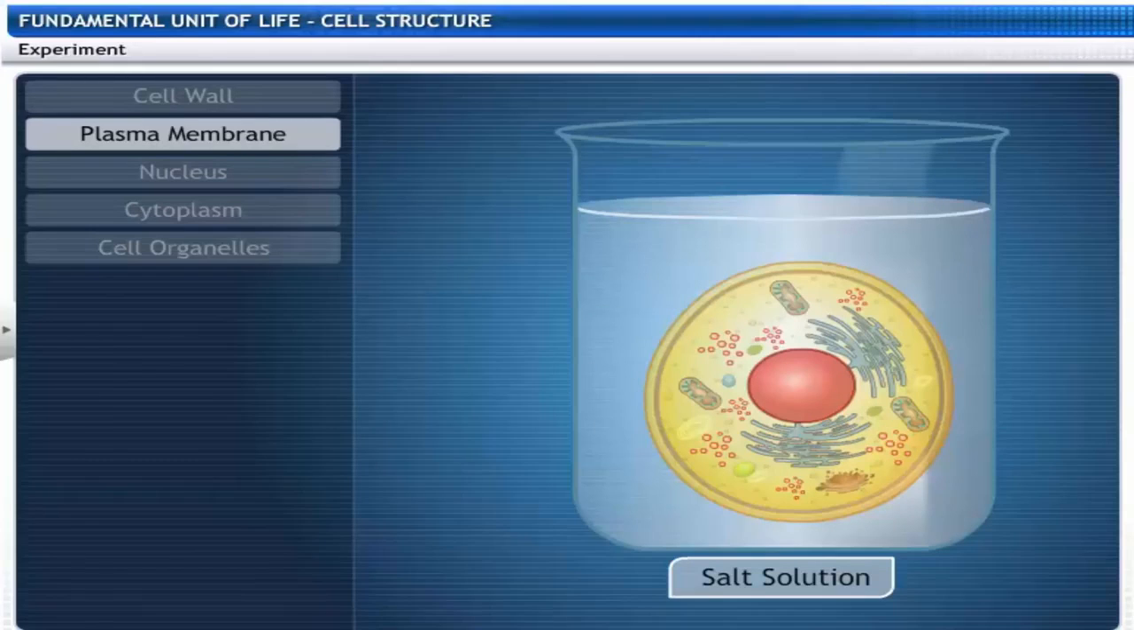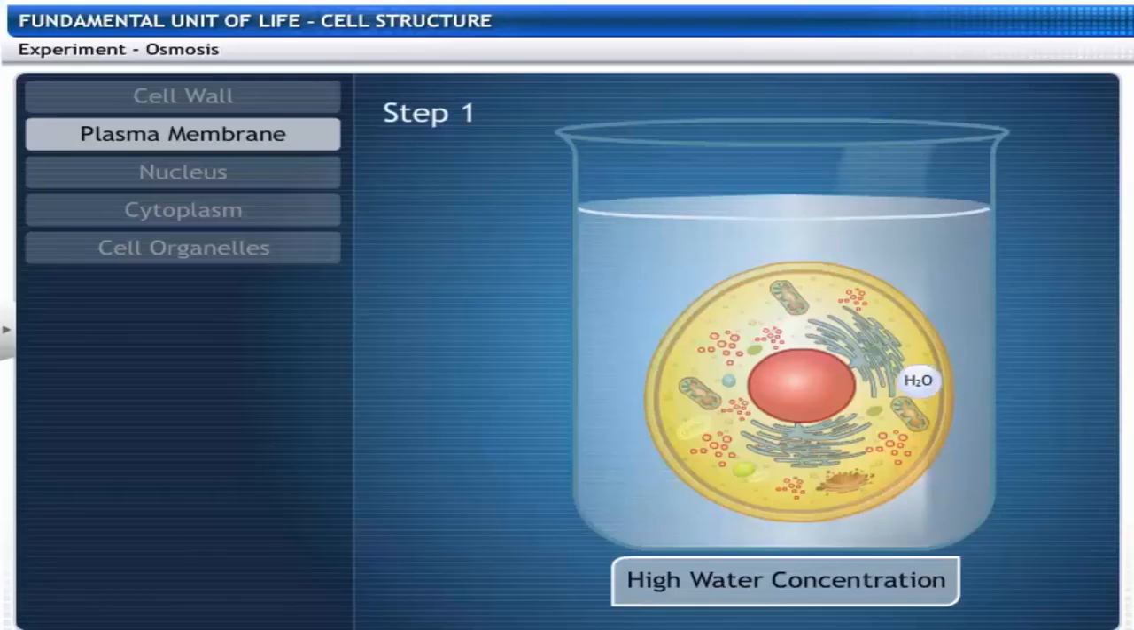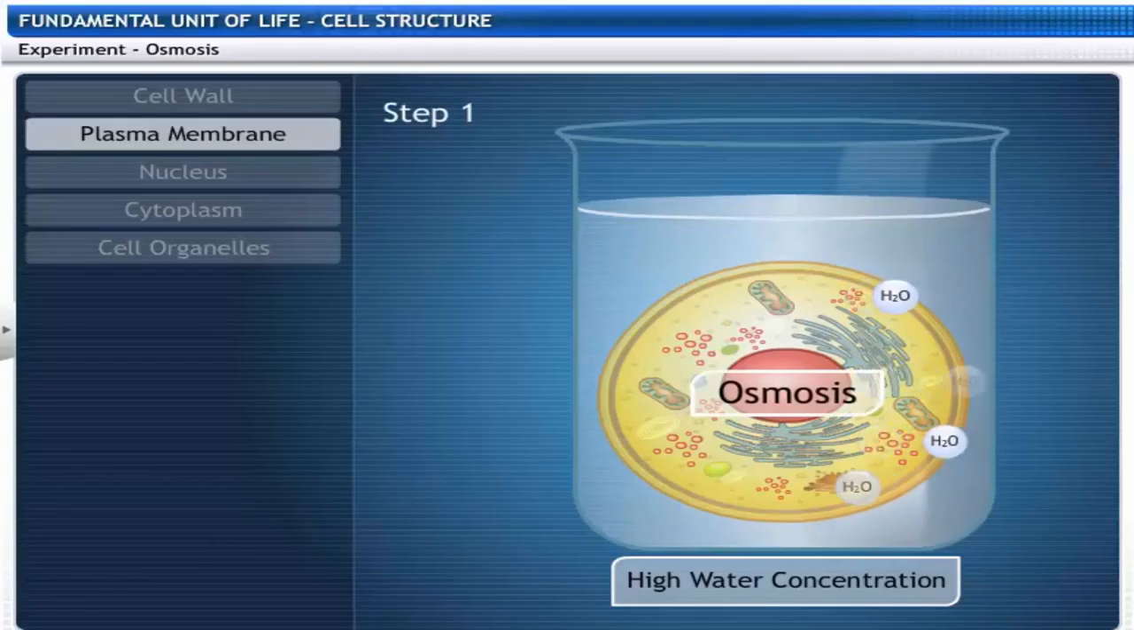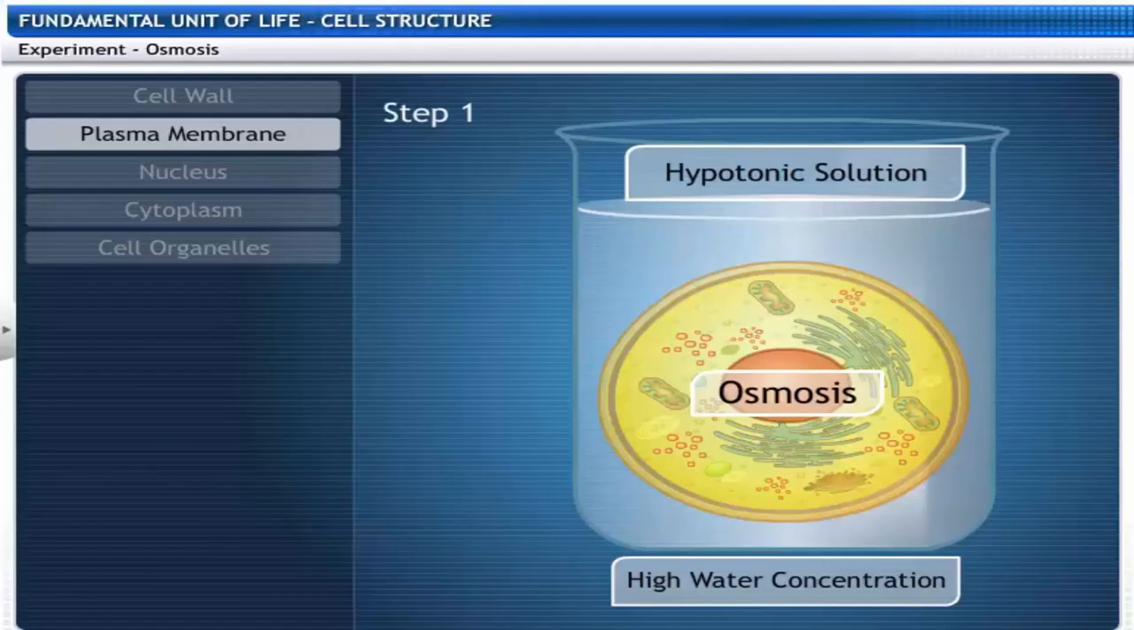Let's try this out. See what happens when the cell is placed in salt solution. One of three things could happen now. If the medium surrounding the cell has a higher water concentration than the cell, the cell gains water by osmosis and swells. Such a solution is known as hypotonic solution.